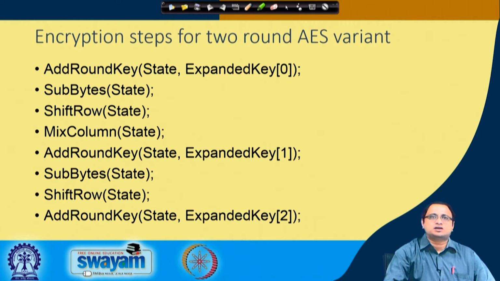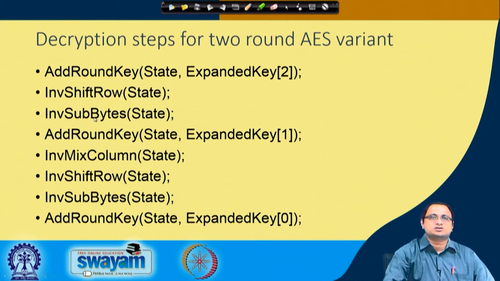Now, if you consider the decryption unit of this, I have to work backwards like this. Okay. So, I have to start with this, do the inverse operation of this and so on. So, it turns out exactly like this. I do the add round key now with the state and expanded key 2, that is the final round key. I do an XOR, I do an inverse shift row, I do an inverse sub byte, then I do an add round key, inverse mixed columns, inverse shift row, inverse sub bytes, and finally an add round key.